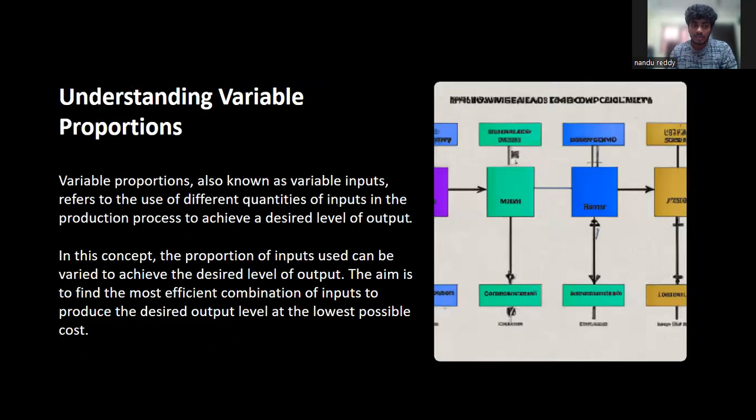Understanding variable proportions. Variable proportions, also known as variable inputs, refers to the use of different quantities of inputs in the production process to achieve a desired level of output. In this concept, the proportion of inputs used can be varied to achieve the desired level of output. The aim is to find the most efficient combination of inputs to produce the desired output level at the lowest possible cost.